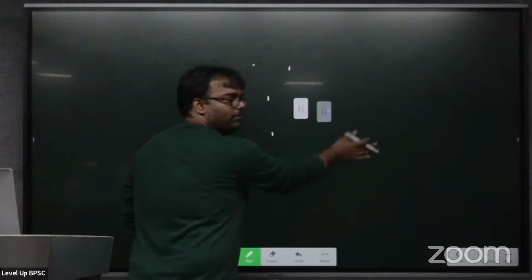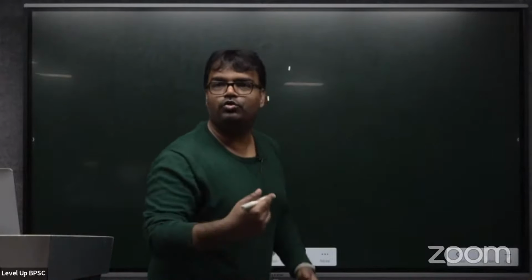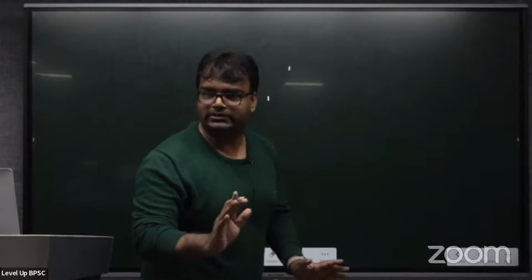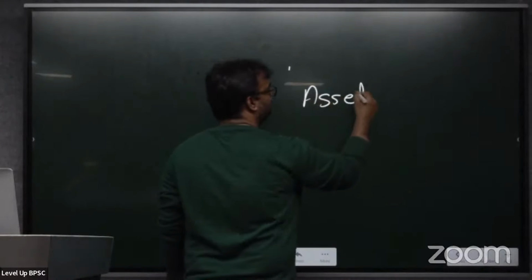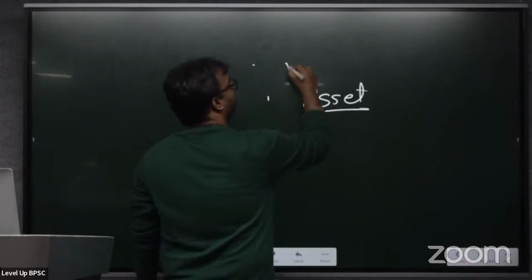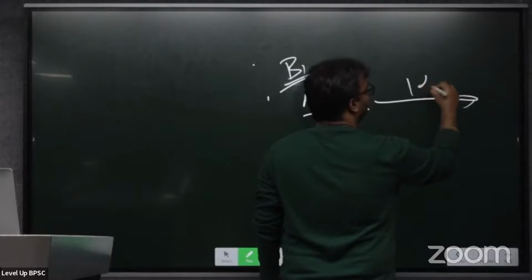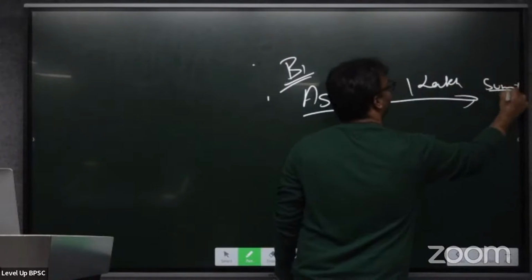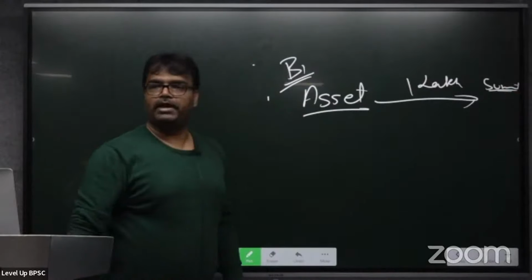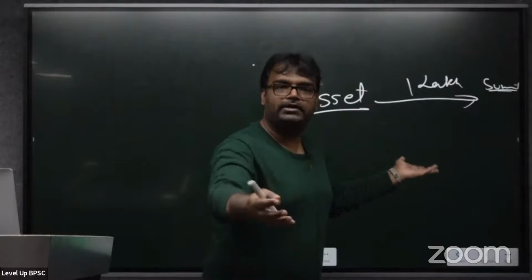What is an asset for a bank? An asset is something that will earn income for the bank. The loan which a bank has given is an asset for the bank. Suppose Bank 1 has given 1 lakh rupees to Sumant. This is an asset of the bank because Sumant every month is giving some interest. From that, the bank is earning profit.